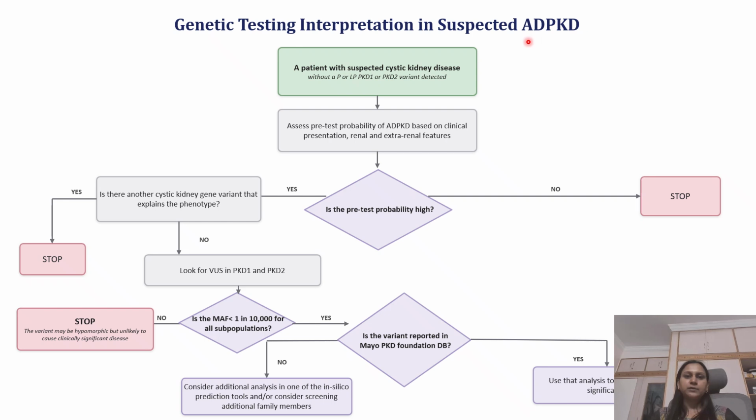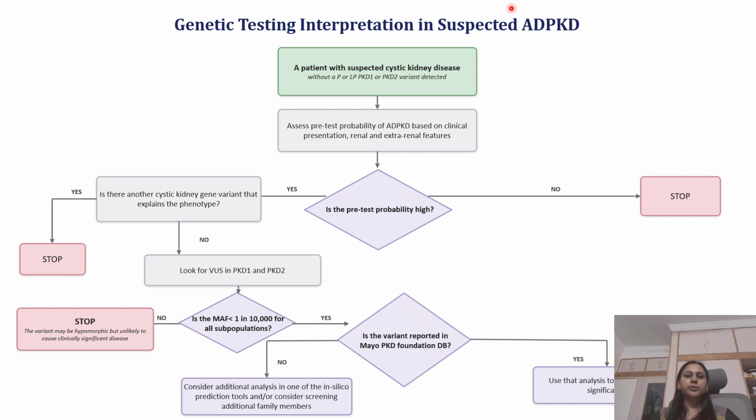This is a practical algorithm for interpreting a VUS in a patient with suspected ADPKD but no pathogenic or likely pathogenic PKD1 or PKD2 variant. Start by assessing the pretest probability from a clinical, renal, and extra-renal point of view. If it's not high, then stop. If it is high, first ask whether another cystic kidney gene explains the phenotype. If so, stop and pursue that. If not, look for a VUS in PKD1 and PKD2, then check its rarity. A minor allele frequency below 1 in 10,000 across all subpopulations is supportive. If it's commoner than that, it's unlikely to cause significant disease, so stop.